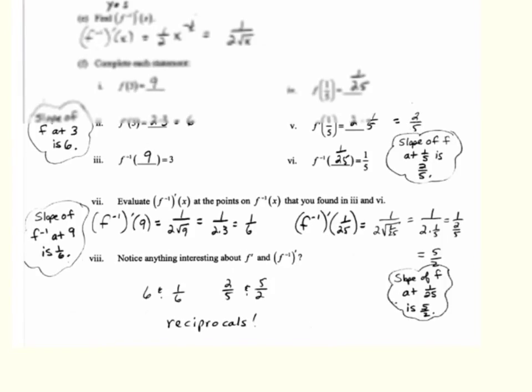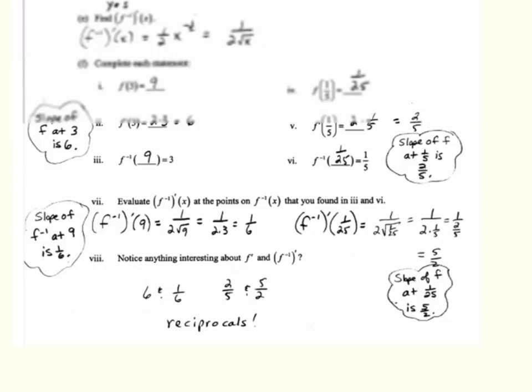The f of 3, yeah, I think you can see all of those. F inverse of 9, and so on. And again, all of this was leading to trying to get you to see some type of relationship between the input and outputs for f of x and the inverse function. So evaluate f inverse prime of x at the points of f inverse of x, write them down.